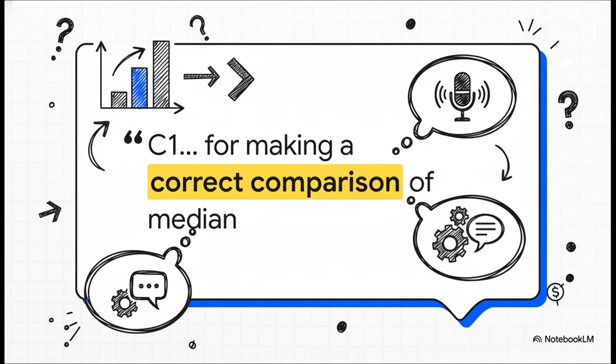Now for the second mark. This is a C mark for communication, and it's all about the comparison. You need a sentence that explicitly compares the 2 medians. The mark scheme even gives us a perfect example. The median of school A is higher than the median of school B. See how simple and direct that is? No waffle, no messing around, just a clear comparison.